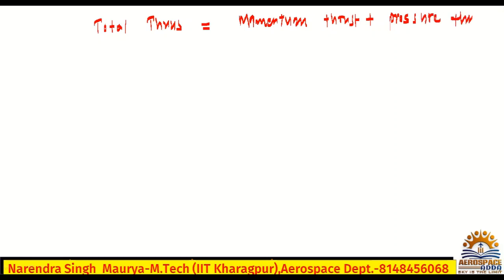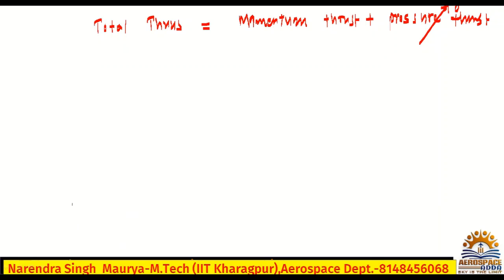As per the given data, we'll write the thrust first. Total thrust is momentum thrust plus pressure thrust. That you know, but here this value is 0. Already they have mentioned. So what is the total thrust?